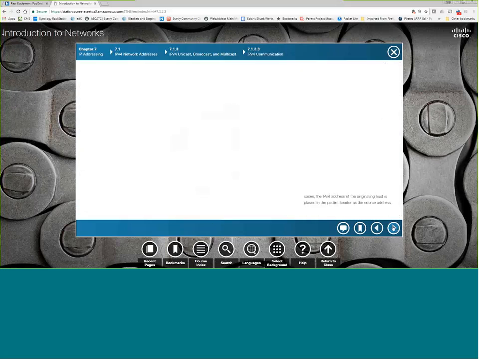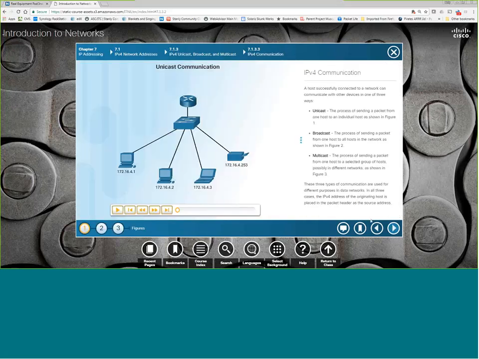Just real quick, unicast is one-to-one, so it's from one host to another host, like 4.1 to 4.253. Broadcast is one to everybody, so that would be going out to the .255, or all ones in the host portion. And then multicast is a little different beast. It is one to some.